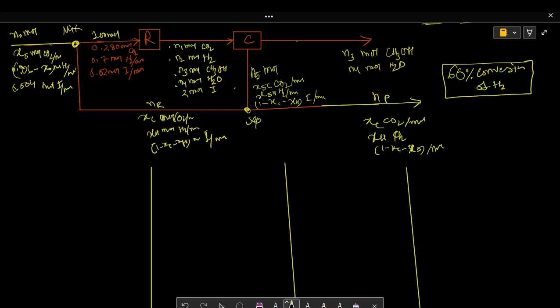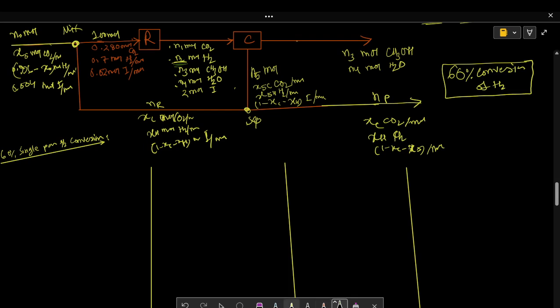First of all, 60% single pass hydrogen conversion, which is given in the question. So 60% hydrogen conversion means that 40% is unconverted and remains at the reactor outlet. We see that the reactor outlet is N2.